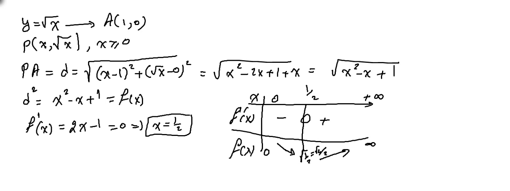All right. Therefore, the point on the graph which is closest to A is the point P of abscissa half and ordinate radical 2 over 2. This is optimization. We want to find the minimum value, that is, the point closest to a given point. So we found it. It's the minimum point. Let's go to another example or exercise.